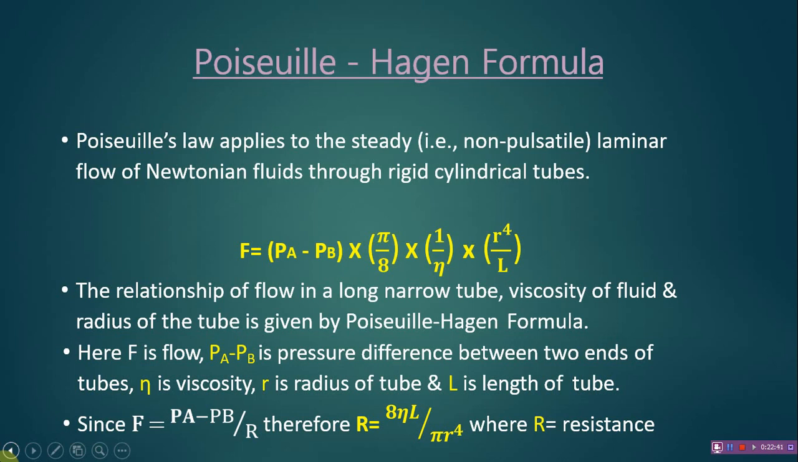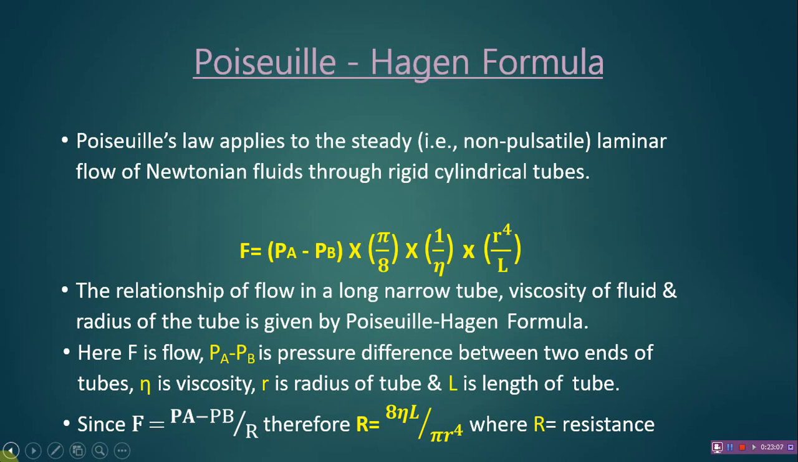In this formula, we can see that F is equal to PA minus PB, the pressure difference between the two ends of the tube, into pi by 8, into 1 by eta, where eta is viscosity, into R to the power 4 by L, where R is the radius of the tube and L is the length of the tube.